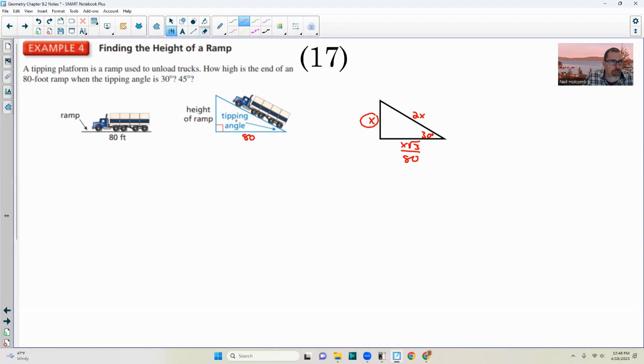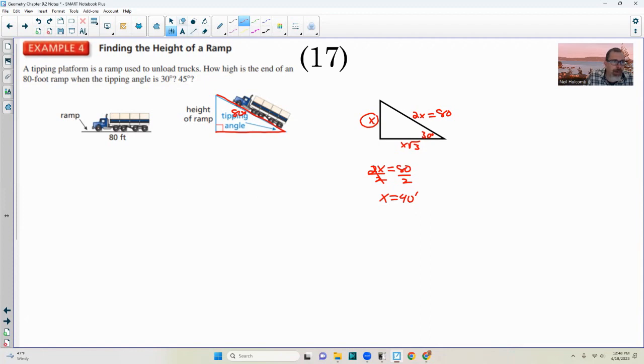Oh, my fault. This isn't 80. This is the ramp, 80 feet. When you tip it up, now this is the ramp. So this is your 80-foot distance. This we don't know. So 2x equals 80. Okay, not 80 here. So 2x equals 80. Since 2x equals 80, we divide by 2, we find x. So x equals 40 feet. So x, the height of the ramp, is 40 feet.